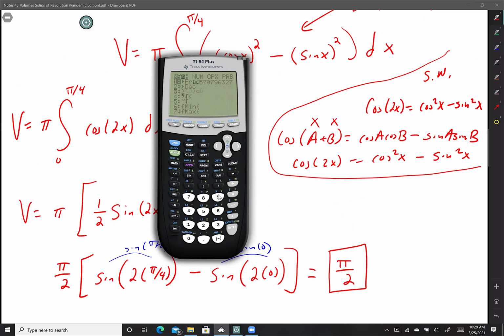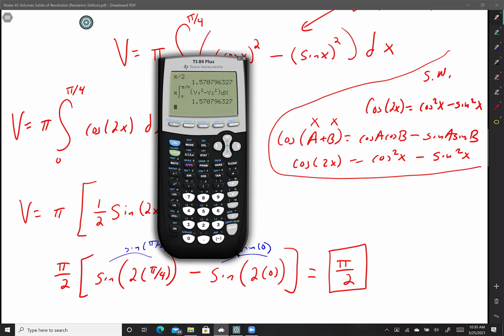Math 9. I'm going to go from 0 to pi over 4. And I'm going to go y1 squared, alpha trace, y1 squared, minus alpha trace y2 squared. And let's see if we get the same thing digit per digit. I think the calculator can handle that. And there it is, same thing, digit per digit.